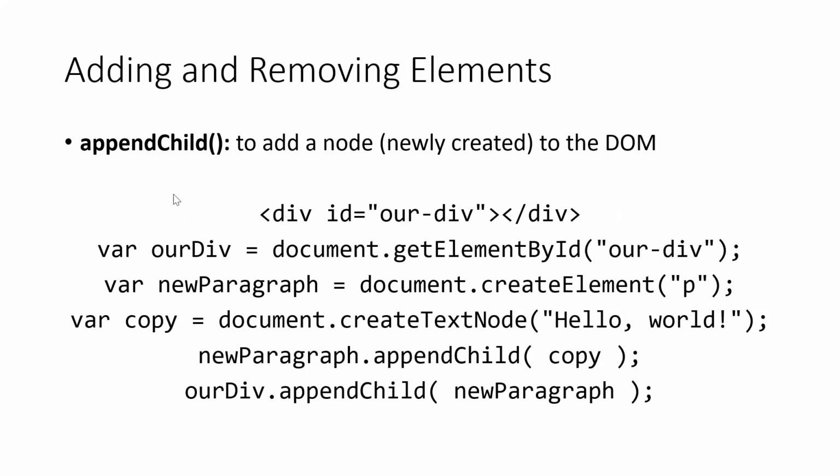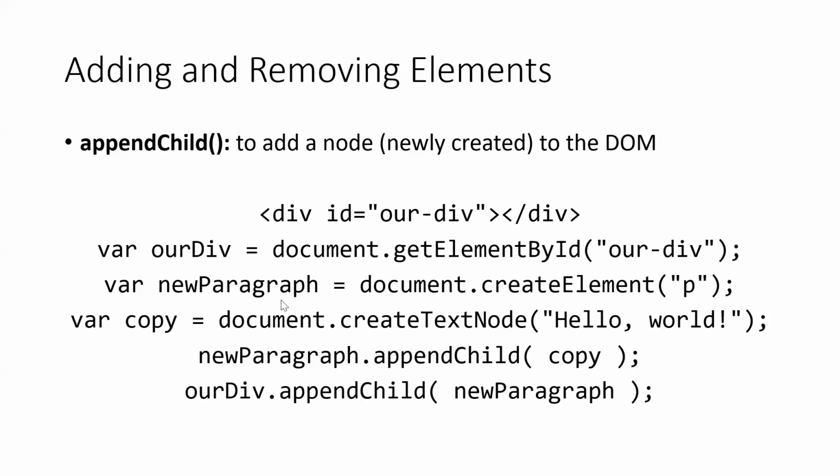Then let's look at adding and removing elements. So appendChild adds a newly created node to the DOM. Now here we will look at an example for appendChild. So it's a div with ID ourDiv, and this is a div. So this is the HTML code. Then you will see the JavaScript code, where we will get this div element through getElementById, which means you access this one.